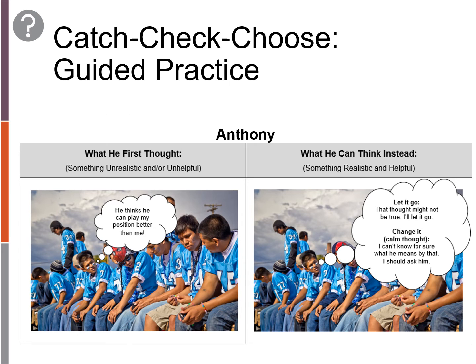In the student books, there is a scenario with Anthony and his football team. In this scenario, Anthony has had a great game and his friend Ian told him how well he played. A week later, Anthony overhears Ian tell their teammates that he thinks the coach should start him in the game instead of Anthony. Anthony thinks, "He can play my position better than me." Using this scenario, lead the students in walking through catch, check, choose for Anthony. Students should be able to identify that Anthony's thoughts are not realistic or helpful, so he should choose to let that go or change it.